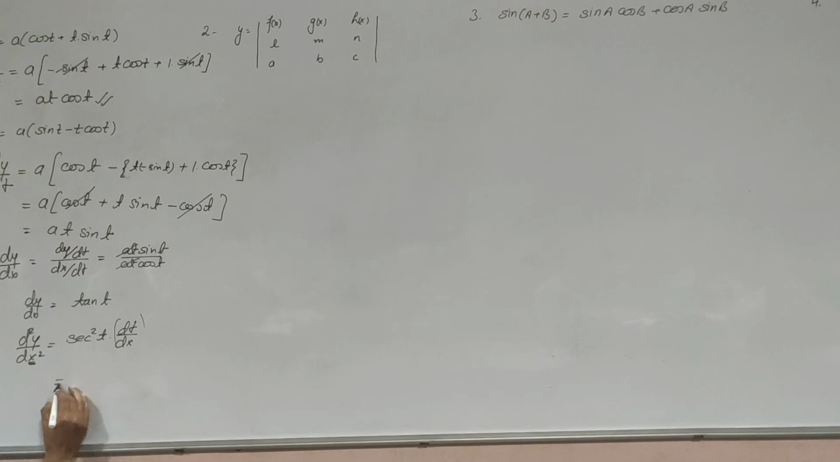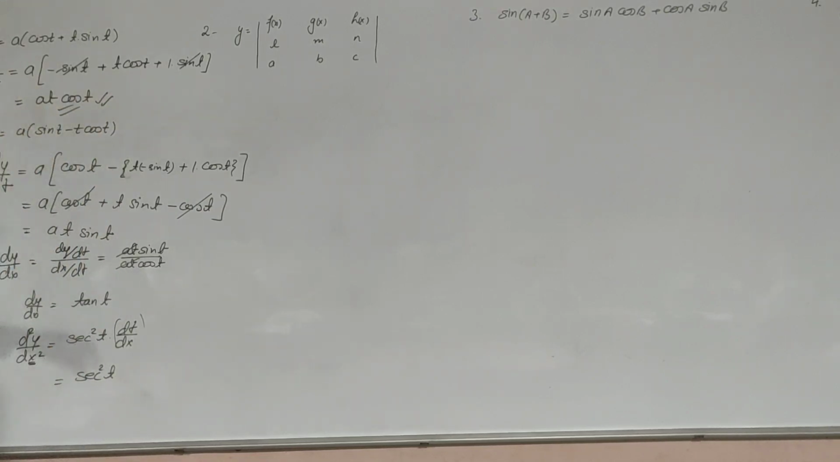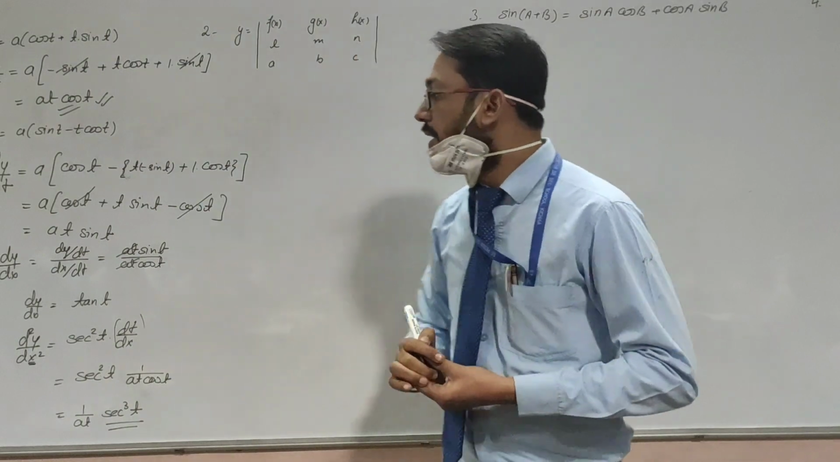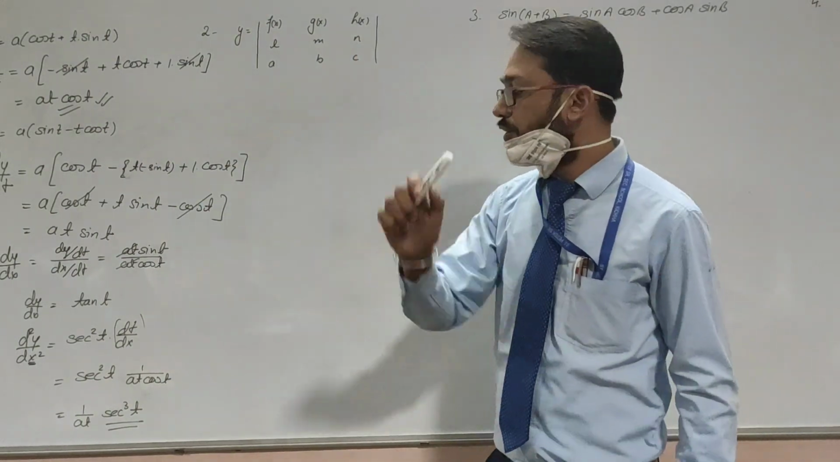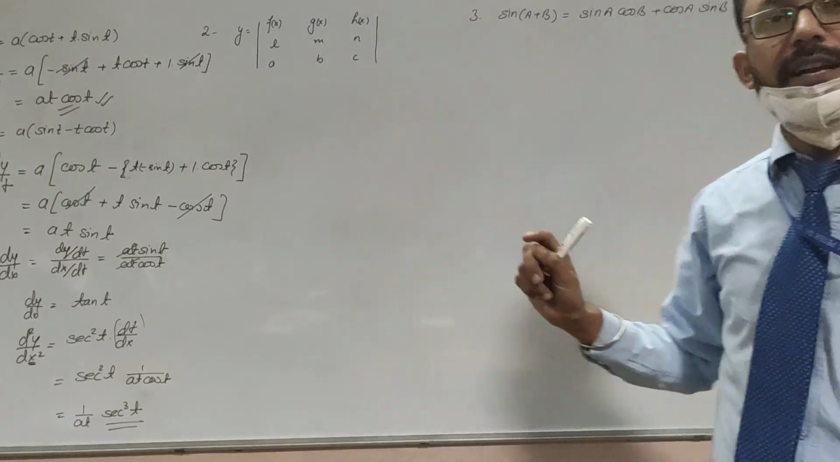So it will be sec square t, and dt upon dx we don't have, but dx upon dt we have. So we put 1 upon that. It will be 1 upon t cos t. So the result will be 1 upon t sec cube t. This will be the final result of the differentiation. You must take care of this, otherwise you may make a mistake at this step. So it is one of the very good and important things.